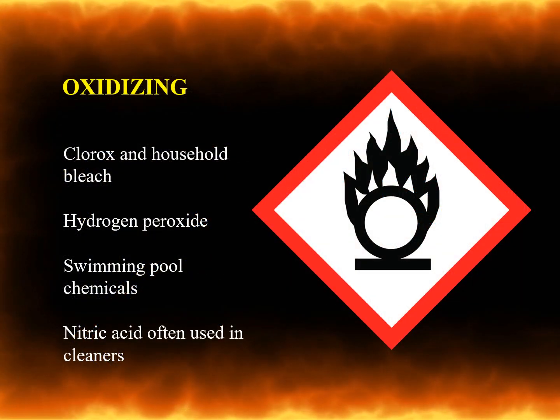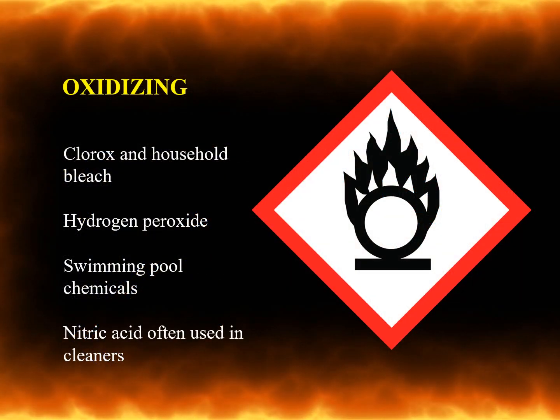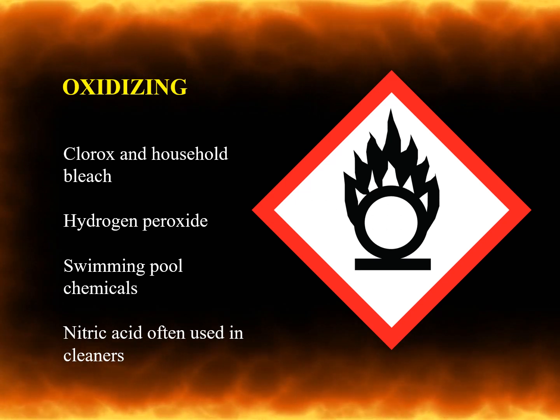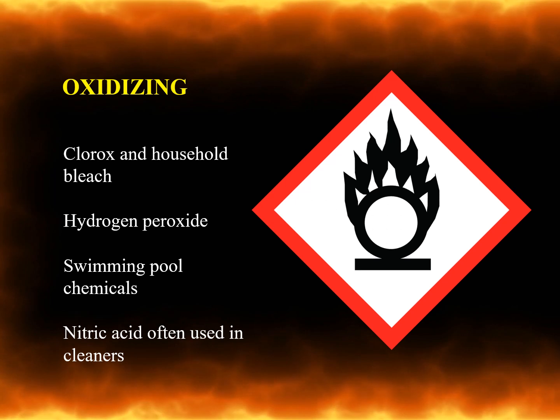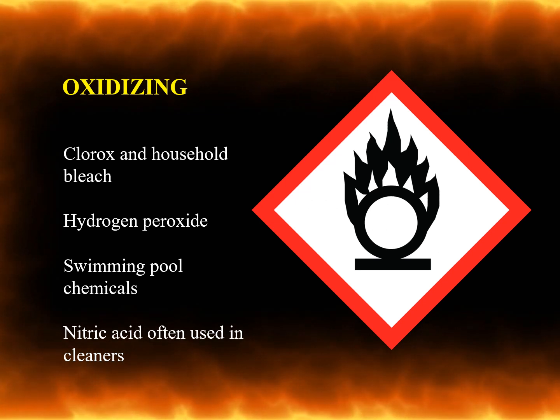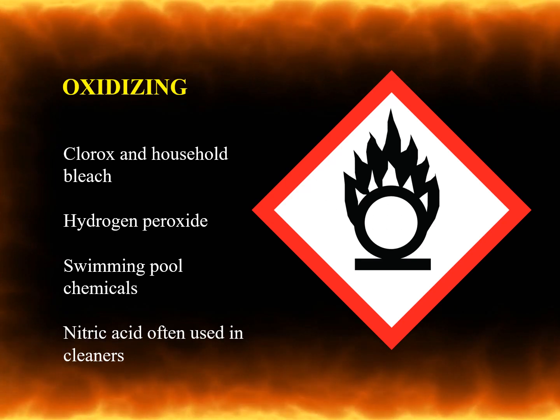Examples of oxidizing chemicals include household bleach, hydrogen peroxide, swimming pool chemicals, and nitric acid, which is often used in cleaners. These are common items like bleach or pool chemicals. They're effective but need to be stored and used with care.